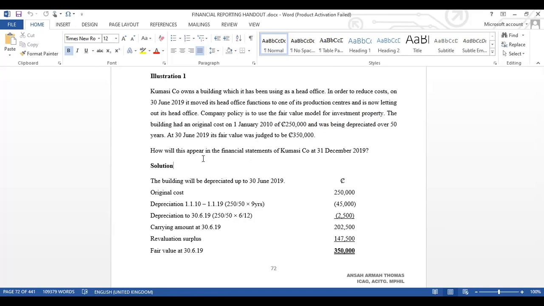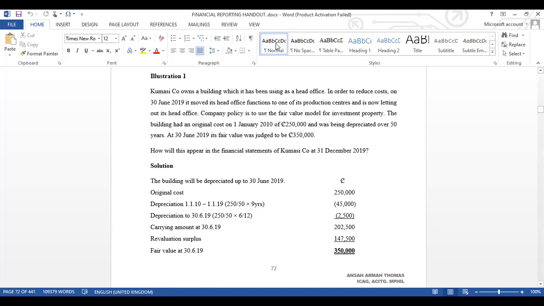So you see in this illustration, you find the cost. How much was the thing bought? 250 in 2010. And now in 2019, June, where the revaluation has happened, we need to find the revaluation surplus. So you need to deduct all the accumulated depreciation up to the point they are making the revaluation. So from 2010 to this date, how many years is that? And what is the depreciation per year?